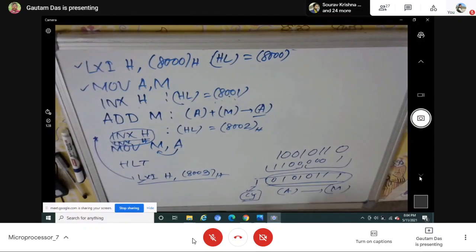But the only thing to remember is, if any carry is generated, that carry will not be stored in the accumulator. It will be there in the carry flag. So if you move the result like MOV M, A, only the 8-bit information will be there. Carry will not be moved. It will be there at the carry flag.